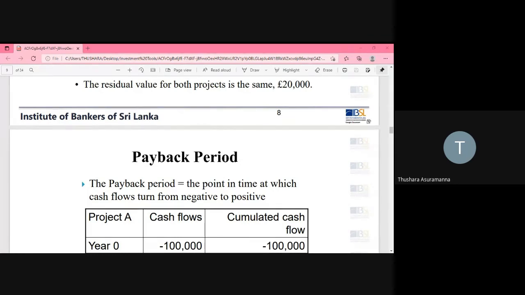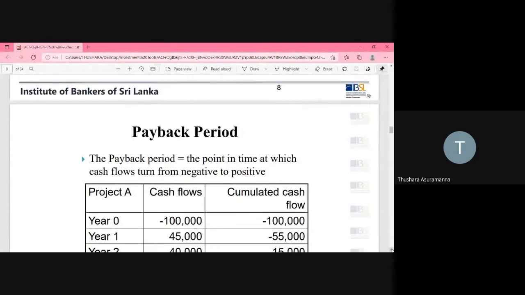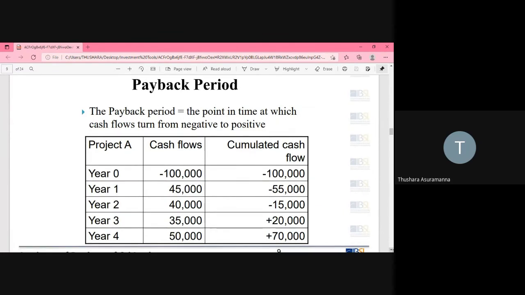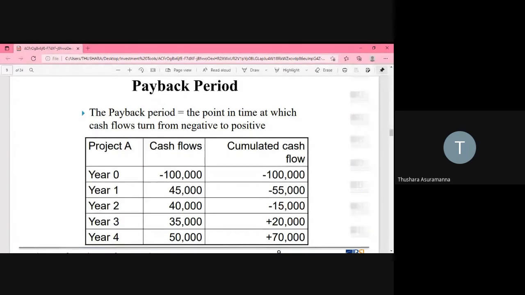First column is year 0, 1, 2, 3, 4. Cash flows, you just say 100,000, 40,000, 45,000, like that. Then you need to compute the cumulative cash flows and see what you are getting. For year 1 you get minus 55. Year 2 you are getting minus 15. Year 3 you are getting 35,000. Year 4 you are getting 50,000 and the cumulative cash flow is 70,000. See, everybody is getting this.